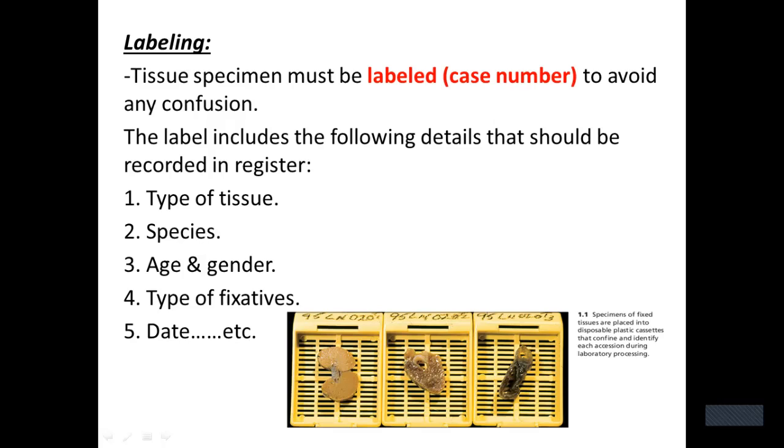Neutral buffered formalin is common for all types, but certain organs in the body need a special type of fixative. Also, the date is very, very important. This is about the labeling of the tissue. The label is done in this area. And when we take the sample, it must be cut into small pieces to allow the chemical or fixative to penetrate inside the tissue.